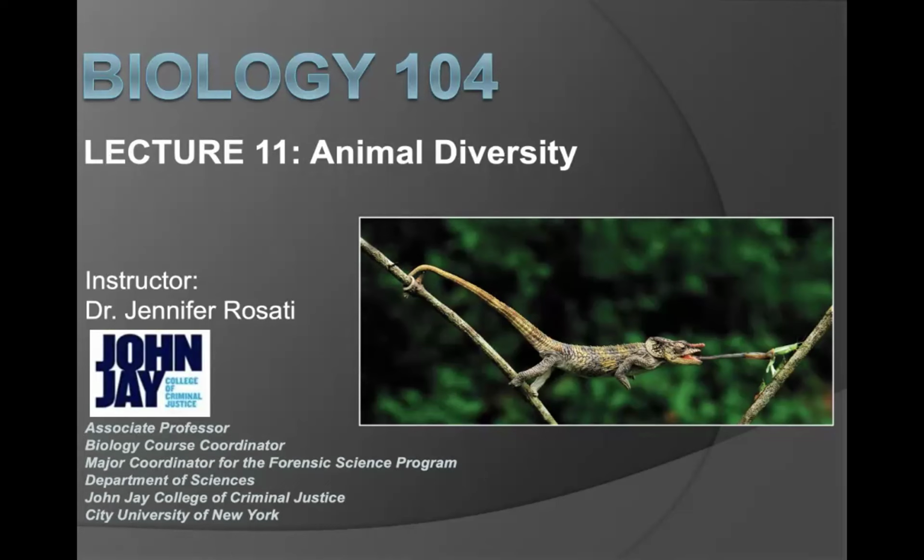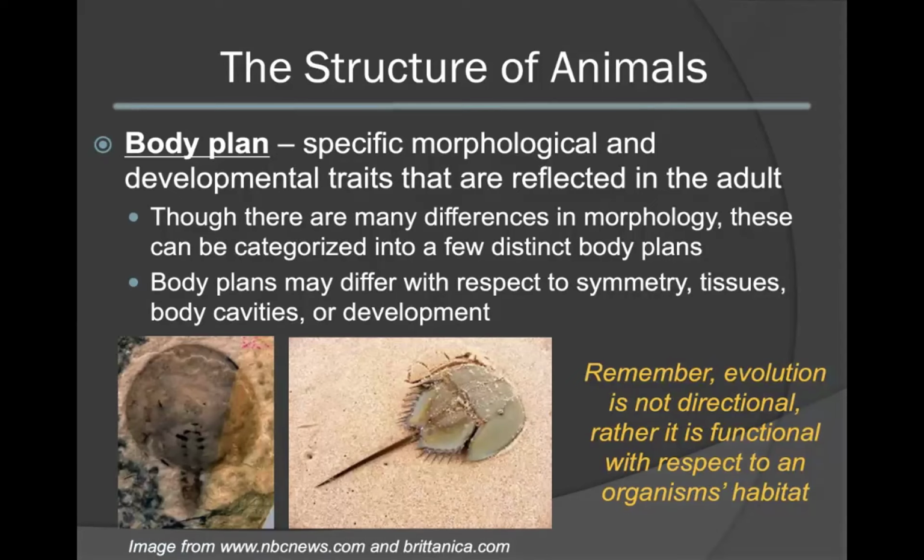Where we will go over factors that affect animal diversity. Now that we've examined the evolution of animal life, we're going to take a look at the structure of animals. We can examine an animal's body plan, which refers to the specific morphological and developmental traits that are reflected in the adult form. As stated previously, there may be many differences in adult morphology.